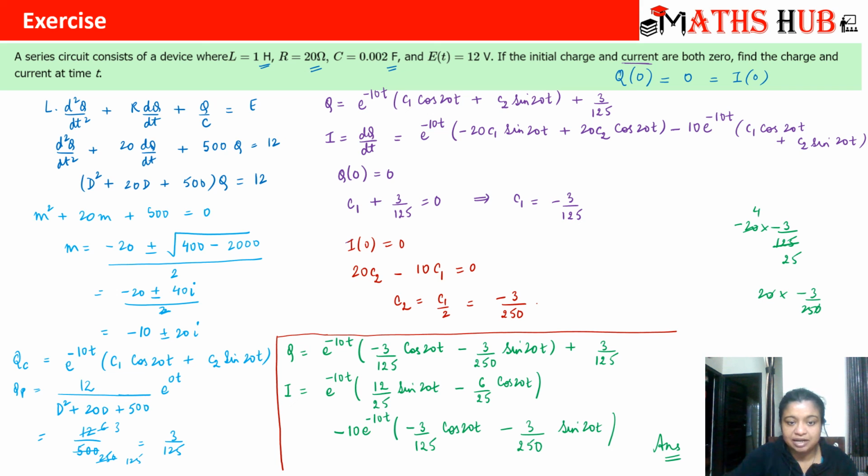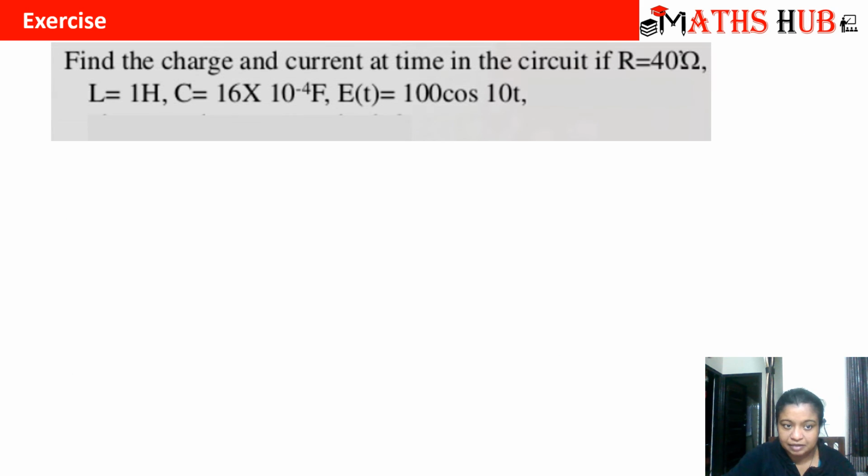So do try the next problem. The working was given here, so you can try this exercise: find the charge and the current at time t in the circuit if R is equal to 40 ohms, L is equal to 1 henry, and capacitance is 16 into 10 raised to power minus 4 farads, and E is 100 cos 10t. So try this problem and do let me know if you were able to solve it in the comment section, right?